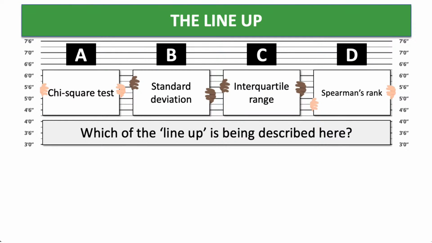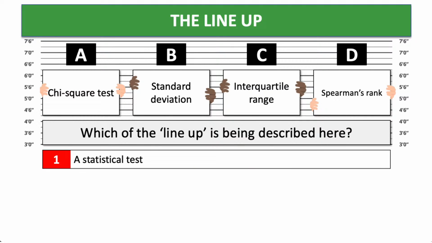All right. Many thanks. So we've got a very short activity here called the lineup, and you'll see that there are four possible answers: A, chi-squared test; B, standard deviation; C, interquartile range; or D, Spearman's rank. You're going to see four characteristics of one of those things, and your task is just to decide which of those four, A, B, C, or D, is being described.